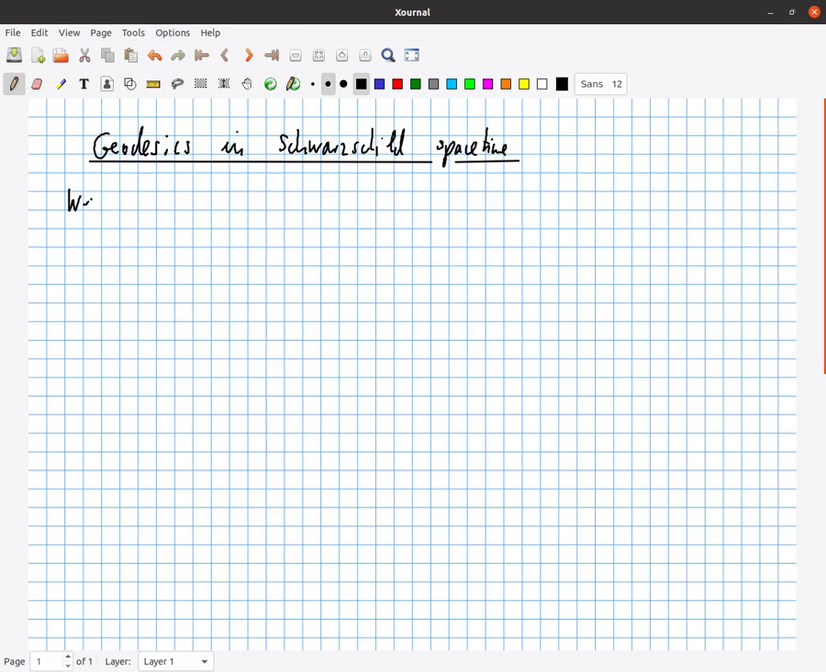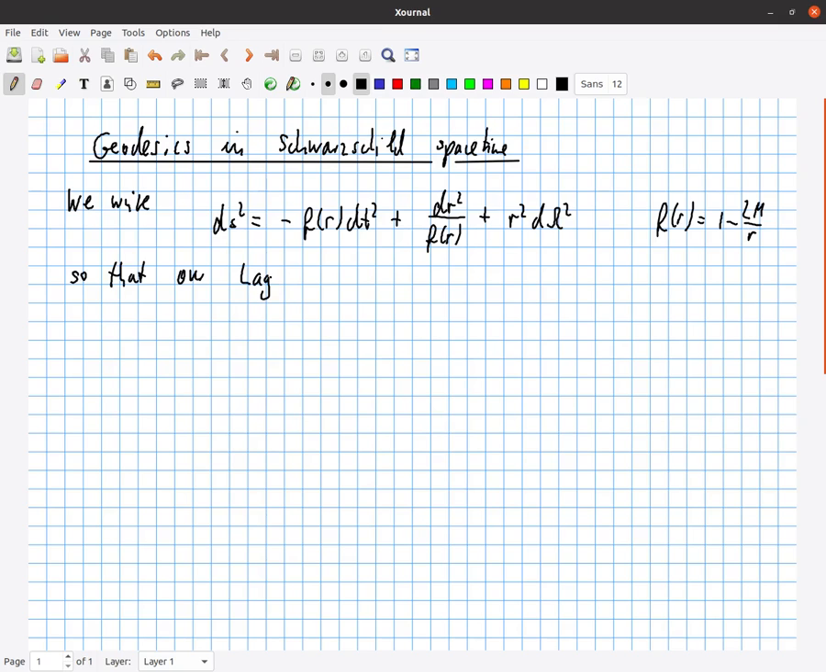Let's begin to write. So we write ds squared, which is our line element, as minus f of r dt squared plus dr squared over f of r plus r squared d omega squared, where our f of r was 1 minus 2m over r, which is the Schwarzschild line element, so that our Lagrangian is the following. We always call this thing capital L.